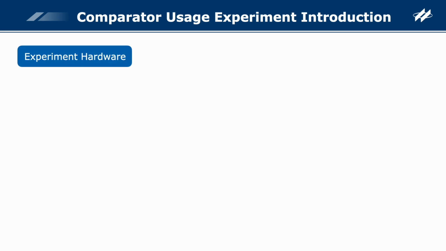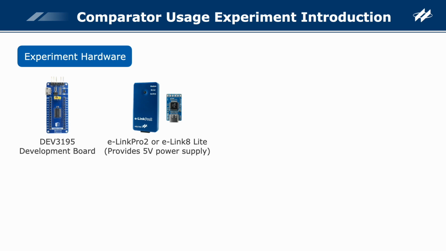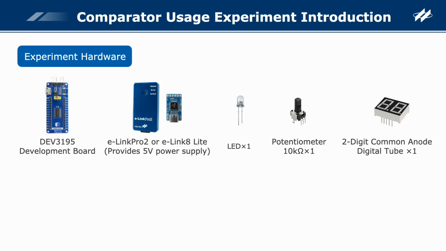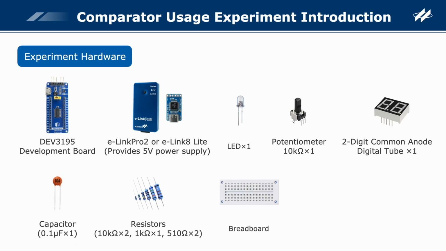Let's see what materials are needed for this experiment. This experiment uses the DEV3195 development board as the main control board. The emulator provides the 5-volt power supply. We will also use the following components: an LED, a potentiometer, a digital tube, a capacitor, resistors, a breadboard, a Type-C cable, and connection wires.